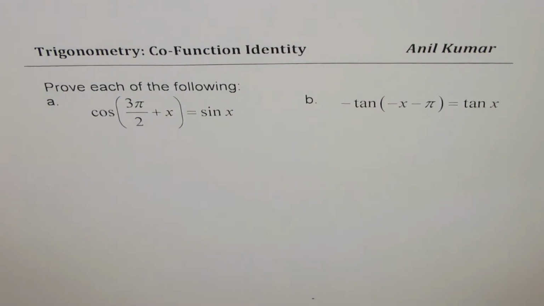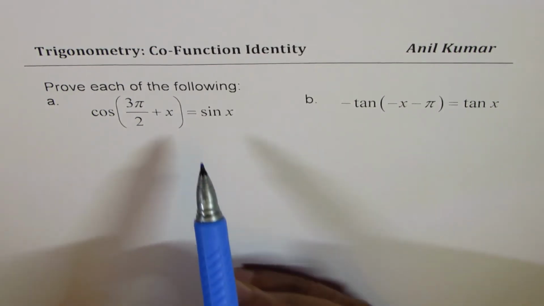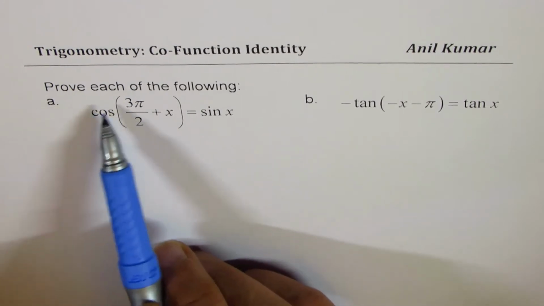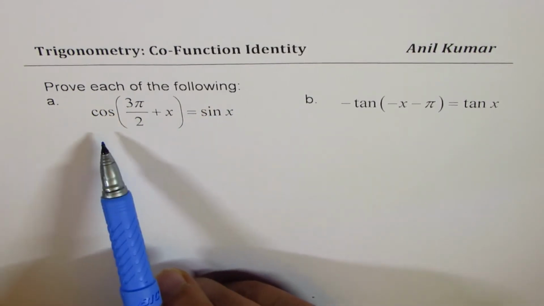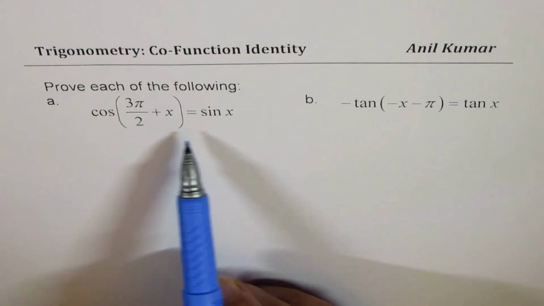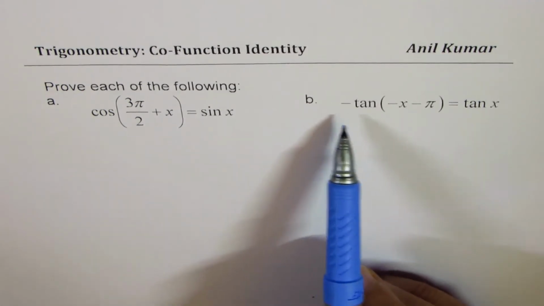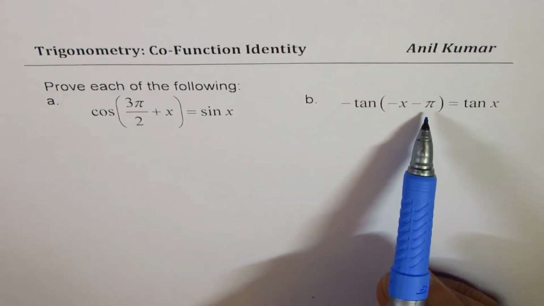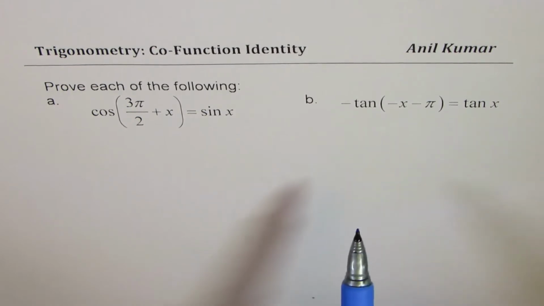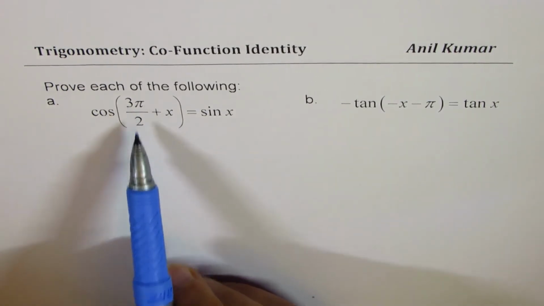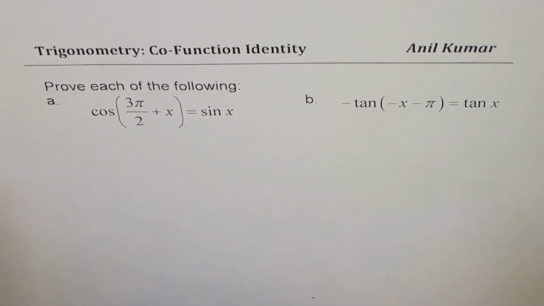I'm Anil Kumar. In this particular video, we'll discuss how to prove cofunction identity. We have two examples here. Prove each of the following. A. cos(3π/2 + x) equals sin x, and B. minus tan(minus x minus π) equals tan x. So we'll begin with cos(3π/2 + x).